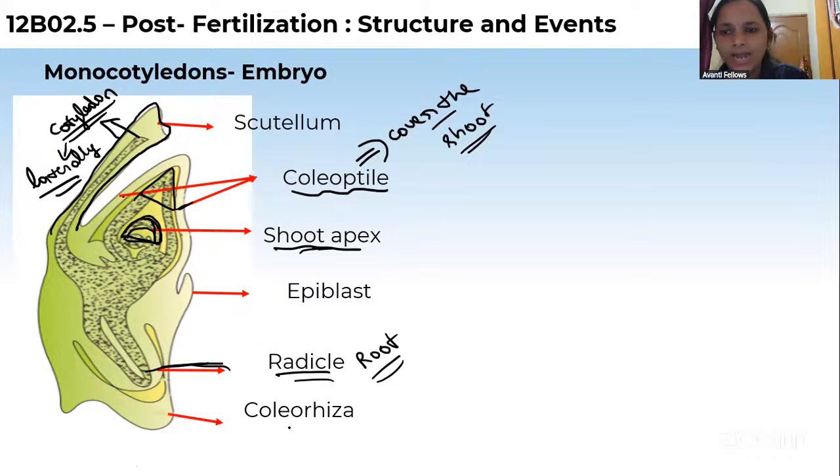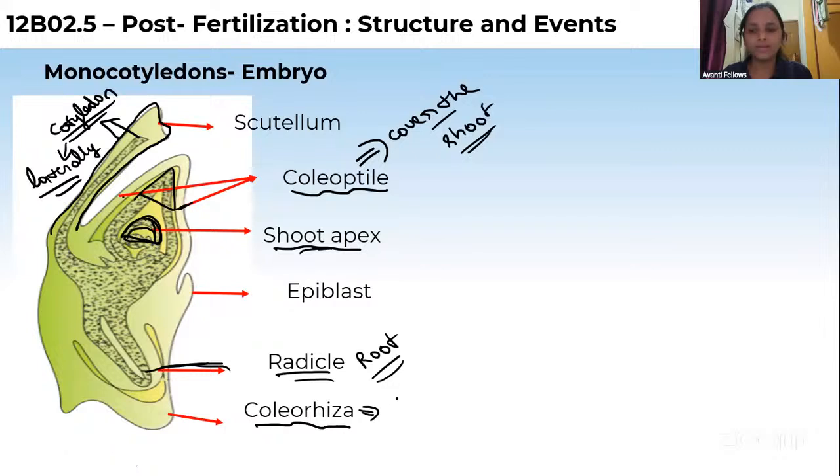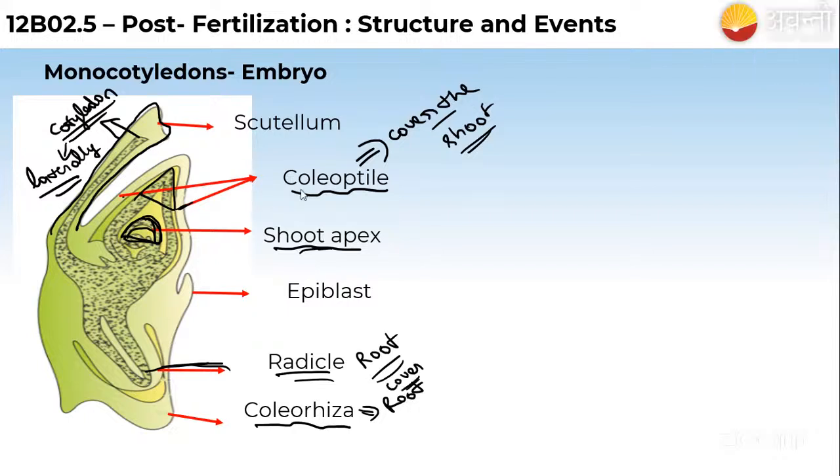And then coming to the coleorhiza. What is the coleorhiza? The coleorhiza is going to cover the root, whereas the coleoptile is going to cover the shoot. Do you understand, guys? The coleorhiza covers the root, whereas the coleoptile covers the shoot. Do you understand, guys?